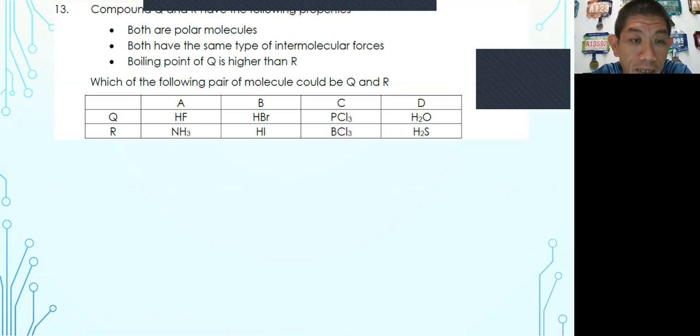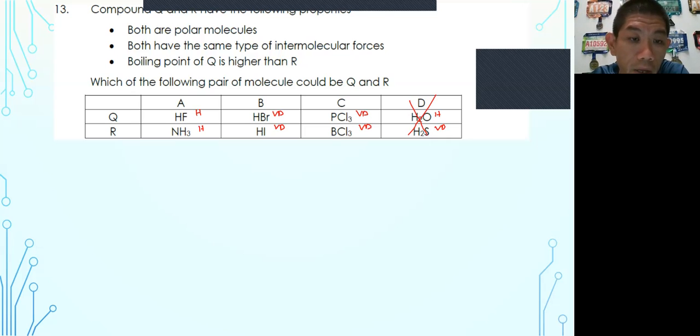So let's have a look at the second choice. Both have the same type of intermolecular forces, so we have to check one by one. This is hydrogen bond, this is a hydrogen bond, so A is correct. B, this is van der Waals forces, this is van der Waals forces, this is correct. This one also van der Waals forces, this one also van der Waals forces, which is correct. While this one is a hydrogen bond, while this one is van der Waals forces, so D is already out from our choice. The most important thing is the last point: boiling point of Q is higher than R.